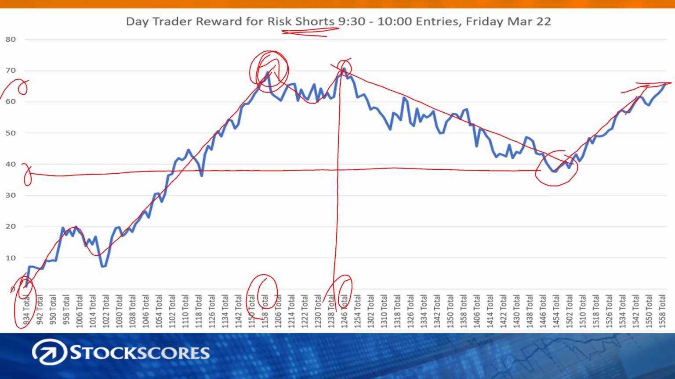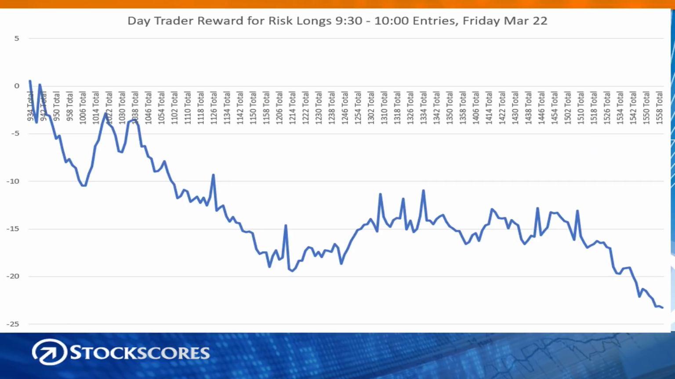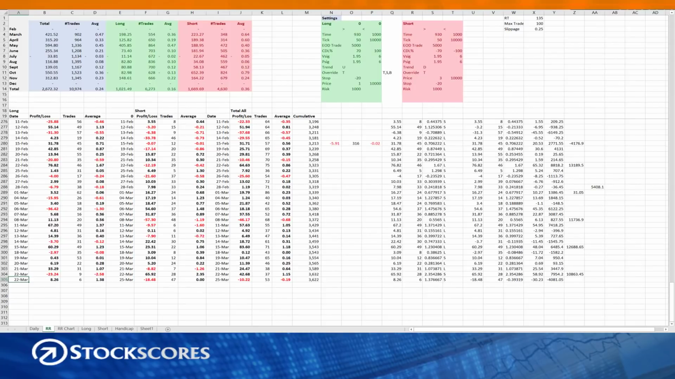But let's also take a look at the long side. What about stocks that were bought in the opening half an hour? And so again, if we jump back to the spreadsheet data, you can see that there were 9 valid trades in the opening half an hour. And you can see the time up here.